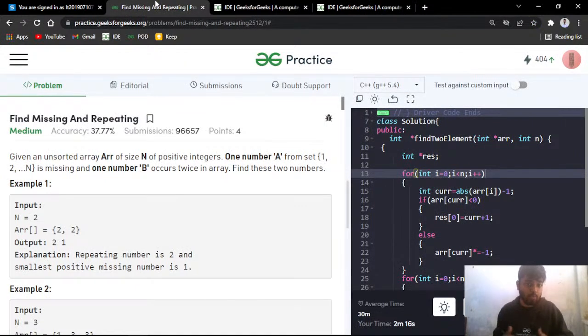If it is occurring 2 times, you say that it is occurring more than once, so that's the repeating number.